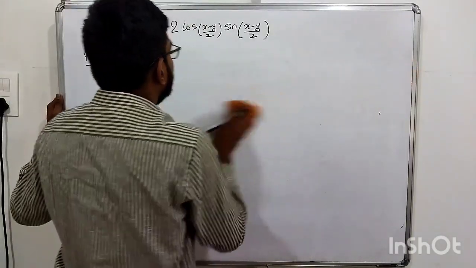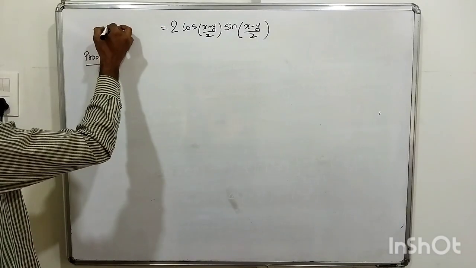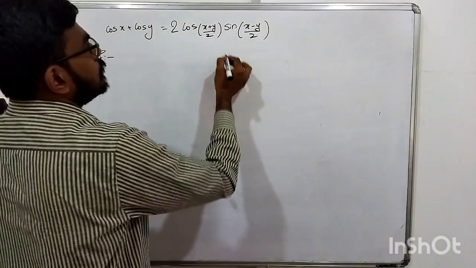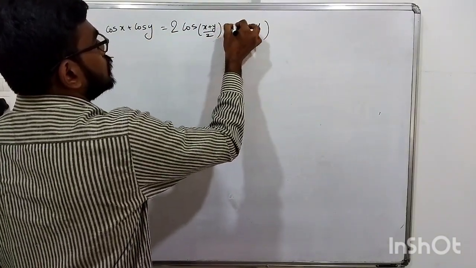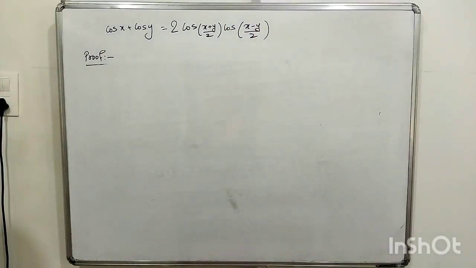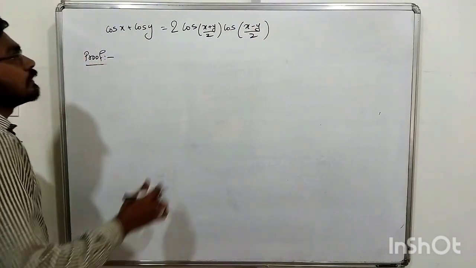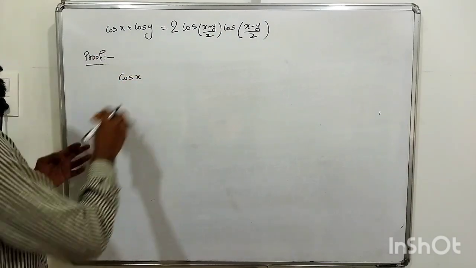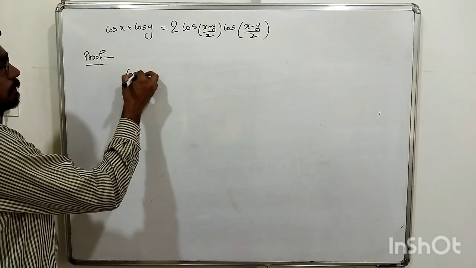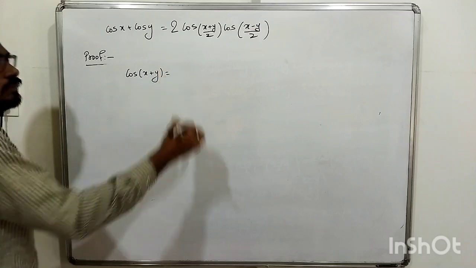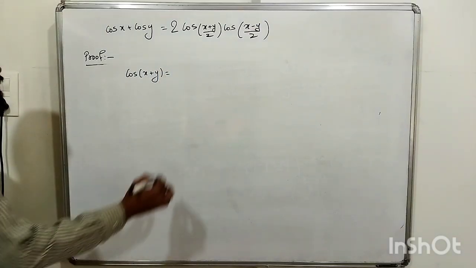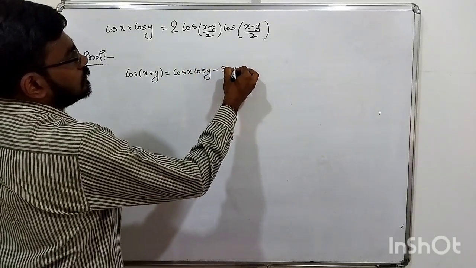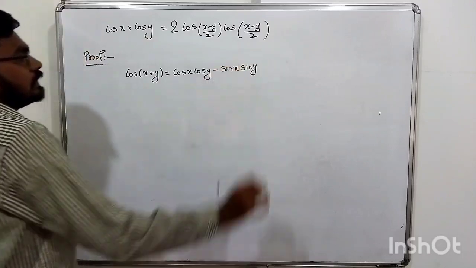So the third formula was cos x plus cos y: 2 cos x plus y upon 2 and cos x minus y upon 2. How do we derive this? Again, we use the sum of angles formula. We add cos of x plus cos of y. Now, cos of x plus y is what? This basic thing you should know, that is cos x cos y minus sin x sin y.